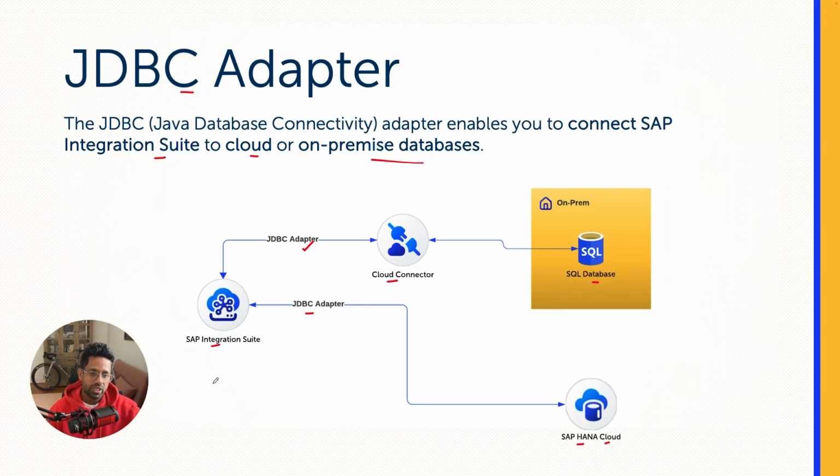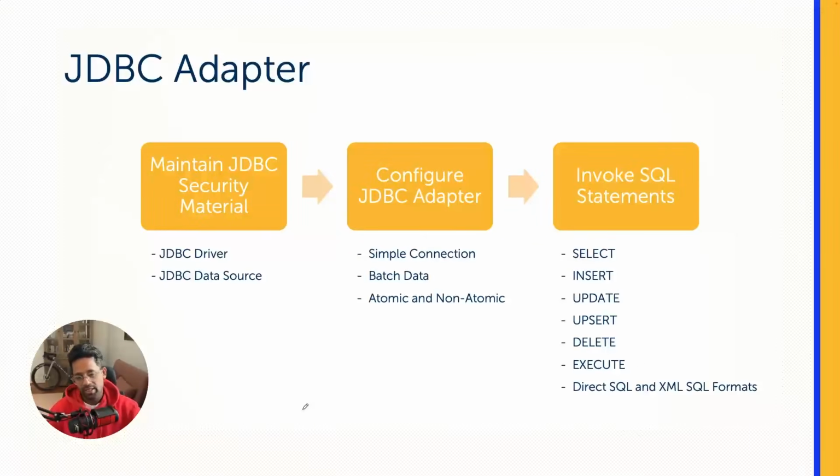For the purpose of demonstration, for this video, I will use a SAP HANA cloud database to show you how to connect and how to invoke different SQL statements. In this example, we'll first of all establish a connection to the database server, which is a HANA database server on cloud. For that, first of all, you have to maintain what we call the JDBC security material in SAP Integration Suite. So we'll go through those steps. Then we will configure the JDBC adapter and establish the connection.